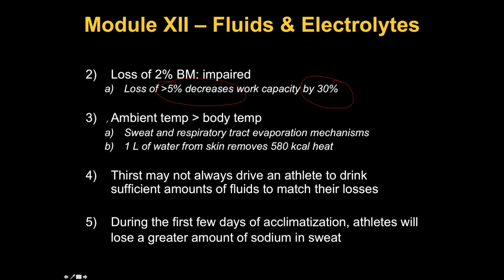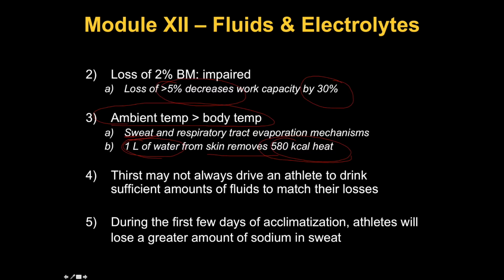We also know that when the ambient temperature is greater than body temperature, our sweat mechanism is going to kick in. And it's interesting to look at heat removal. If 1 liter of water is lost from the skin, that's actually going to evacuate 580 kilocalories of heat. So it's a very important mechanism that our bodies have in order to dissipate some of this heat, to get that heat out of the body so that we can maintain that core temperature as close to 37 degrees Celsius as possible and maintain chemical reactions working optimally.